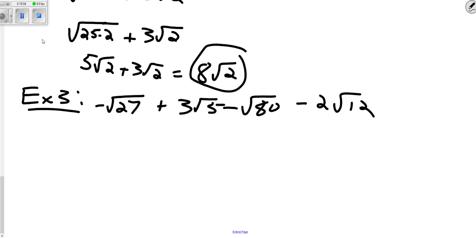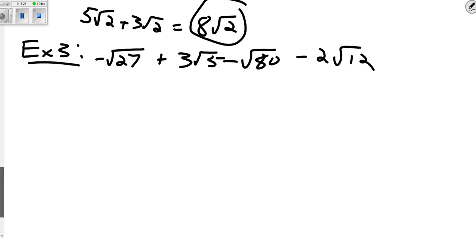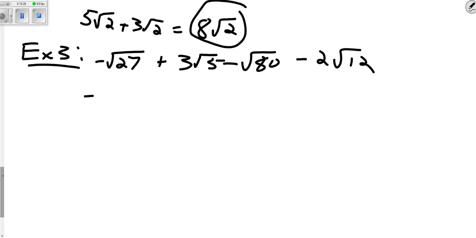Remember to always use factors you know the square root of. So would I factor 80 down to 8 times 10? No. I would look at it like this. Like 27: 27 is kind of an easy one because there's only two things that you can multiply together to give you 27, and that's just 9 times 3. Can I factor 5 down to anything? Nope. That's going to stay what it is.